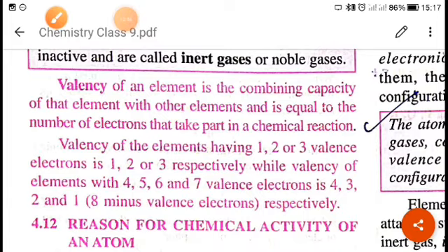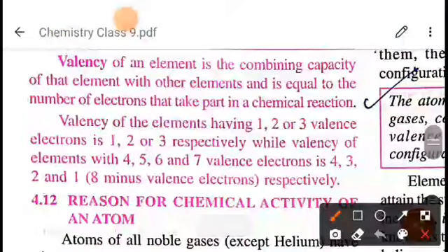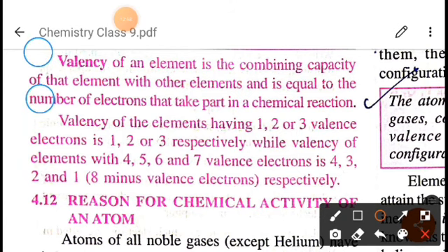I will explain this here. Suppose this is one element, this one is another element, and this one is another element. When we talk about these elements, this element has one valence electron, this element has two valence electrons, and this element has three valence electrons. So the valency for this one will be 1 as it is, for this one 2 as it is, and for this one 3 as it is.